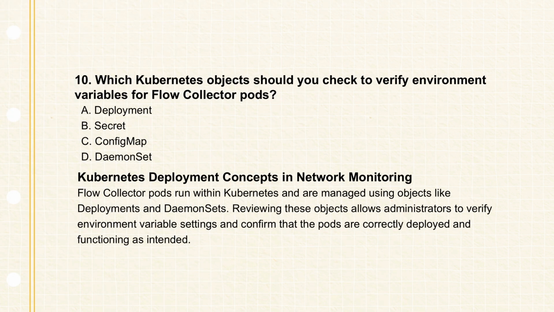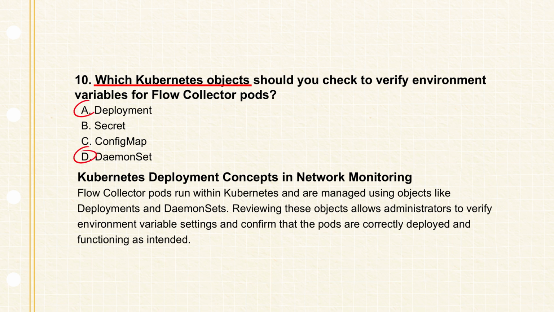Okay, one final scenario. Let's dip our toes into the world of Kubernetes. Increasingly relevant. If you need to check the environment variables being used by the flow collector pods running in Kubernetes, which specific Kubernetes objects would you look at? Right, Kubernetes. For checking environment variables, specifically for pods like the flow collectors, which are often run as containerized applications managed by Kubernetes, you'd typically inspect either the deployment or the daemon set object that manages those pods.